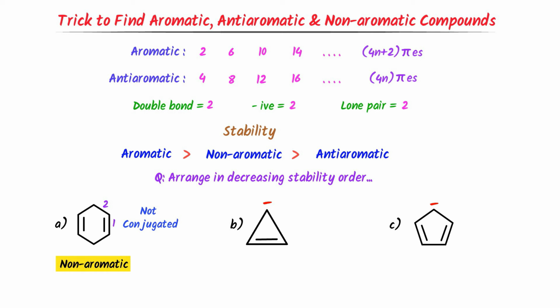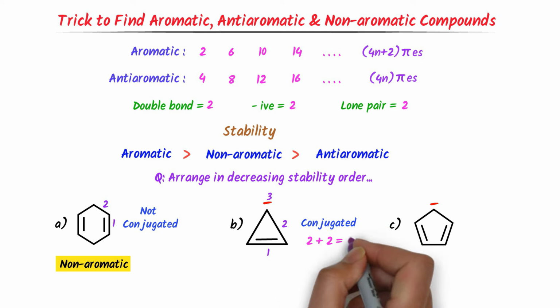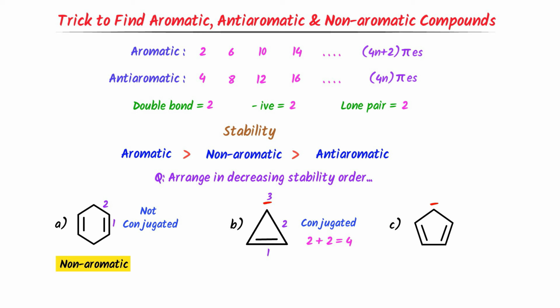In case of this organic compound, it is cyclic and it is conjugated. There is one double bond, I write 2 electrons. There is one negative charge, I write 2 electrons. 2 plus 2 is equal to 4 electrons. We know that if there are 4 electrons, it is an anti-aromatic compound. So this organic compound is an anti-aromatic compound.